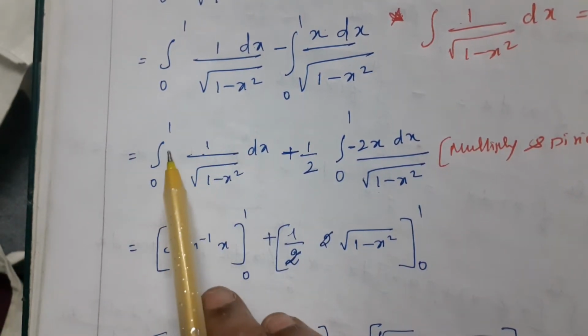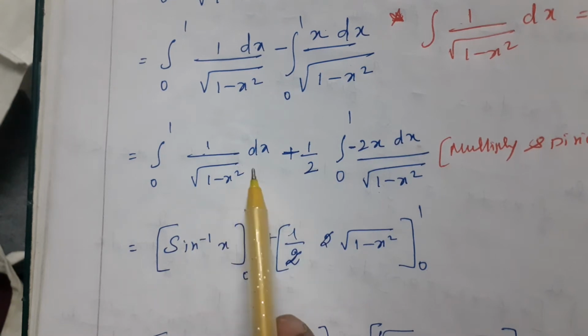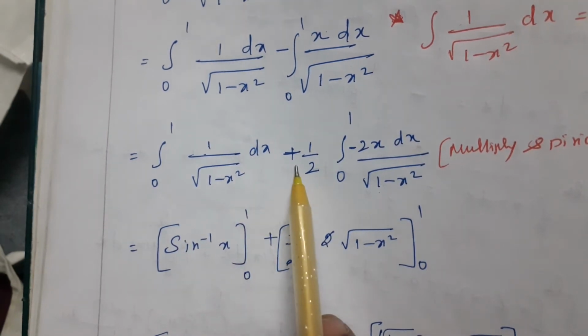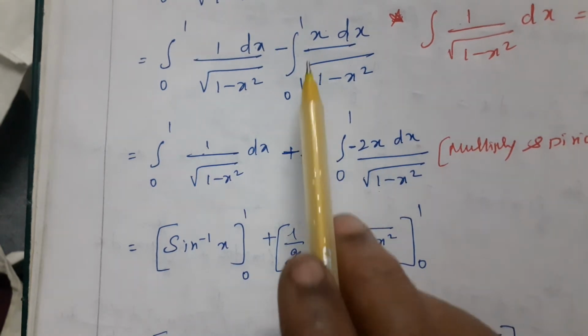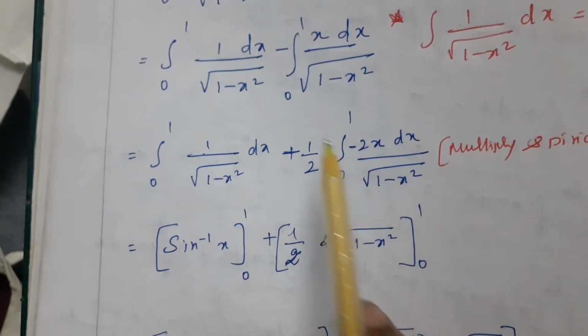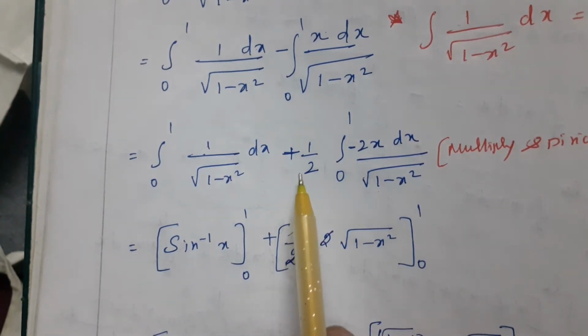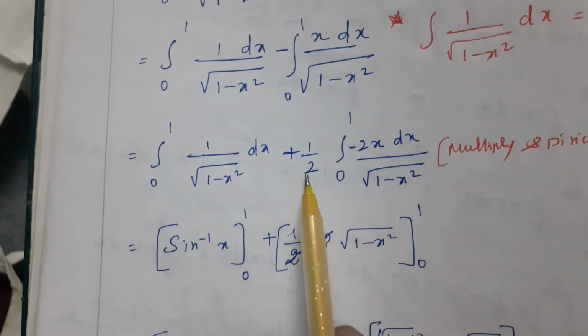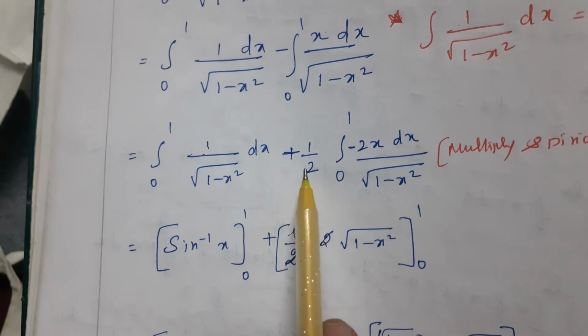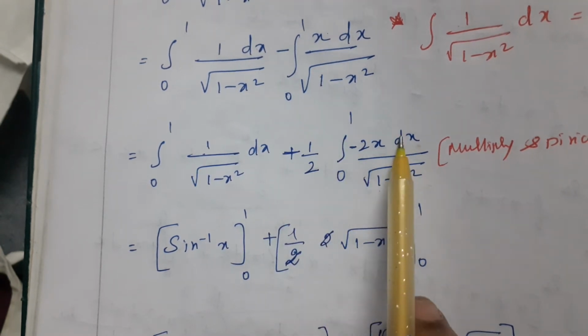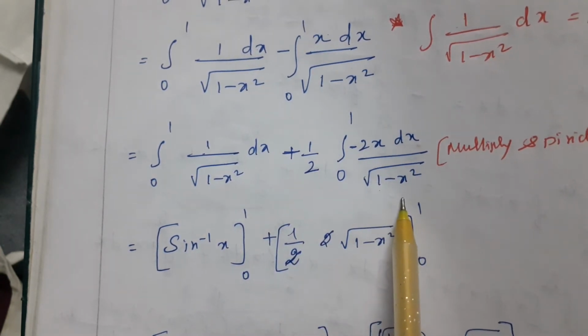So we split into two integrals: integral 0 to 1 of 1 by root of 1 minus x square dx, plus minus 1 by 2. Multiply and divide by 2, so the numerator and denominator are multiplied by 2, taking the division outside. The minus goes inside, so plus 1 by 2 integral of 0 to 1 of 2x dx by root of 1 minus x square.